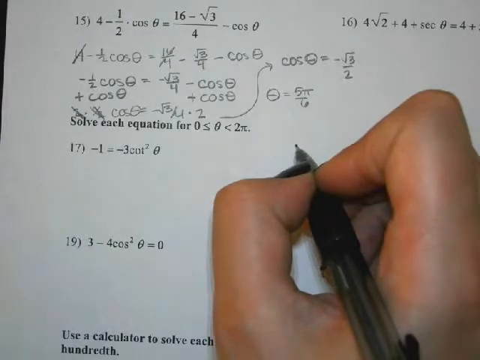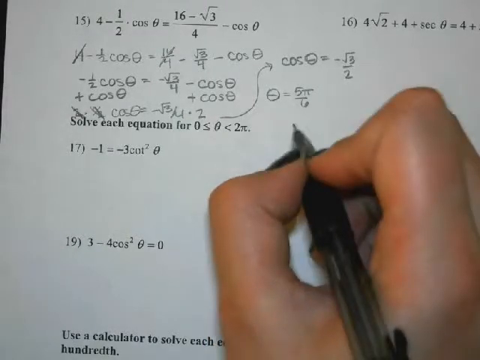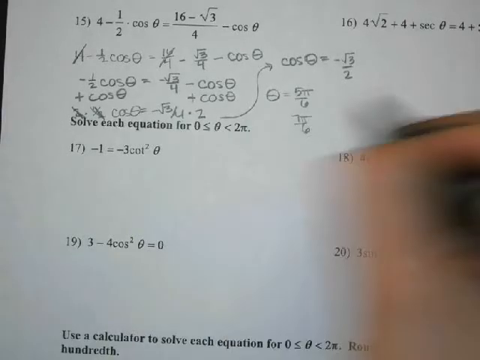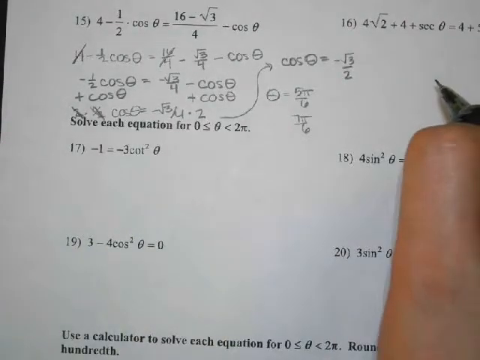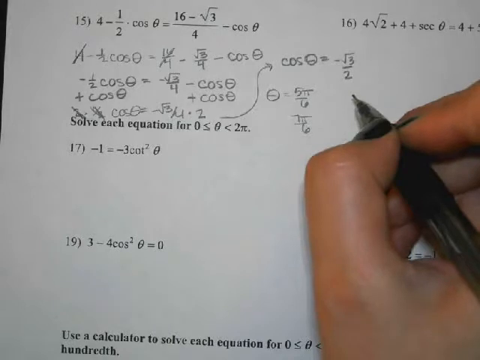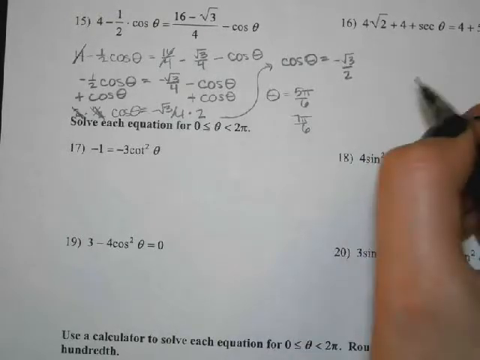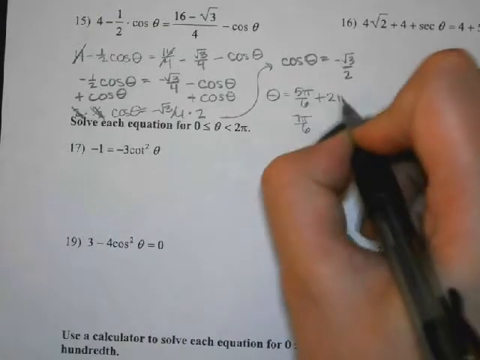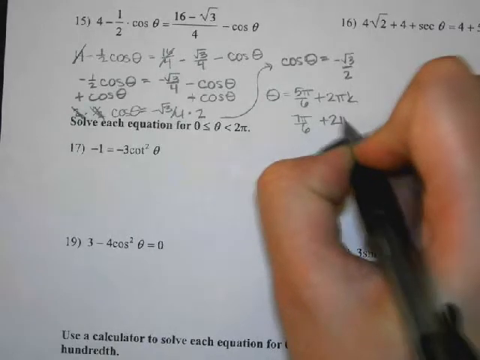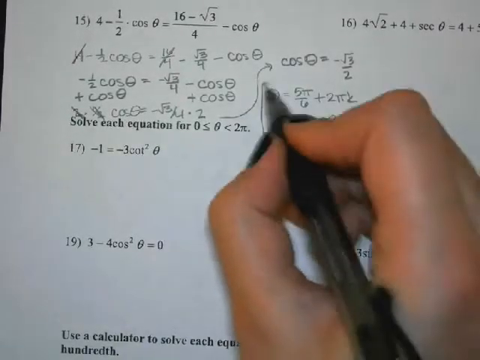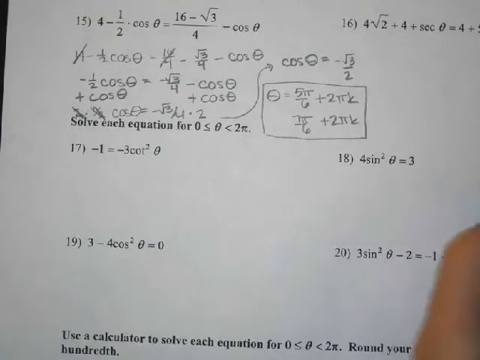5 pi 6 and 7 pi 6. And we are writing all possible answers. And this is a cos problem, so what do we tack on the end? Plus 2 pi k. There are our answers.